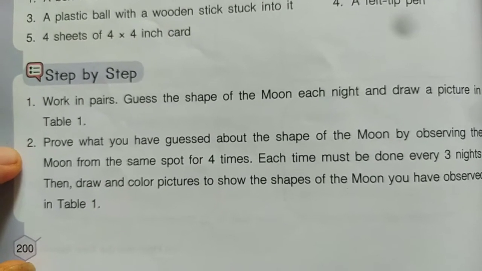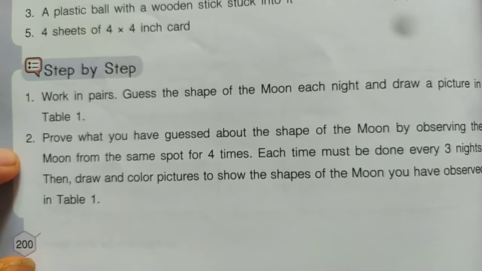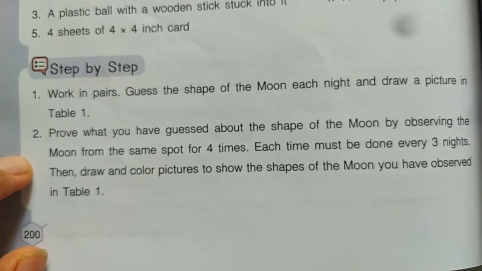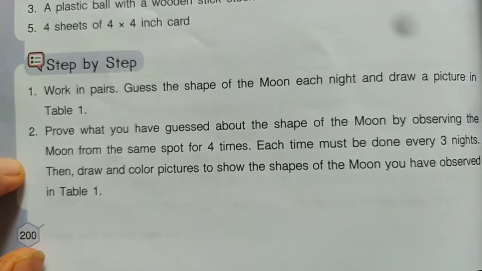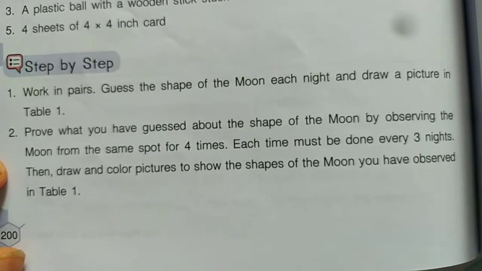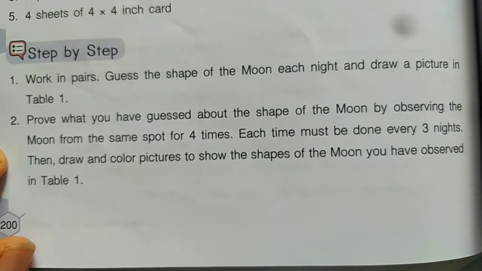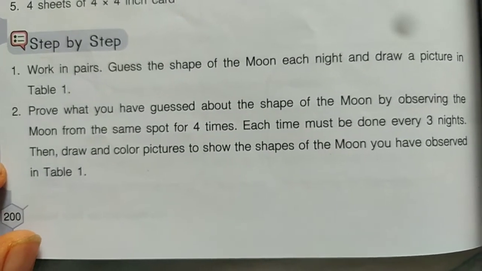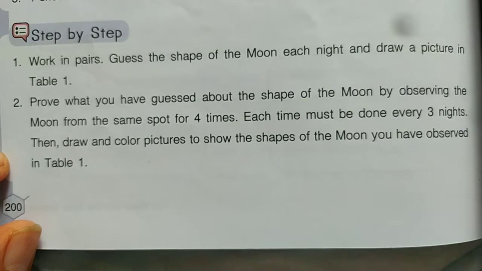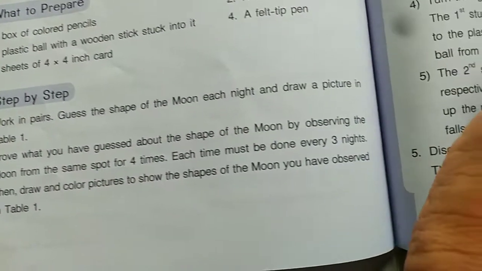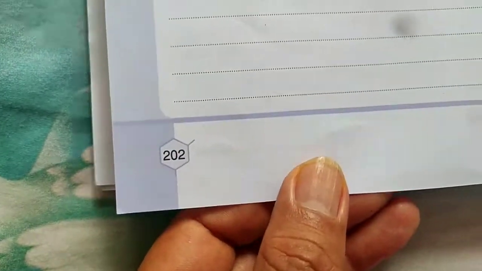And number 2, prove what you have guessed about the shape of the moon by observing the moon from the same spot 4 times. Each time must be done every 3 nights. I'm not sure if you can do this. Well, then draw and color pictures to show the shapes of the moon you have observed in table 1. You know, table 1 is on page 202. All right, then next.